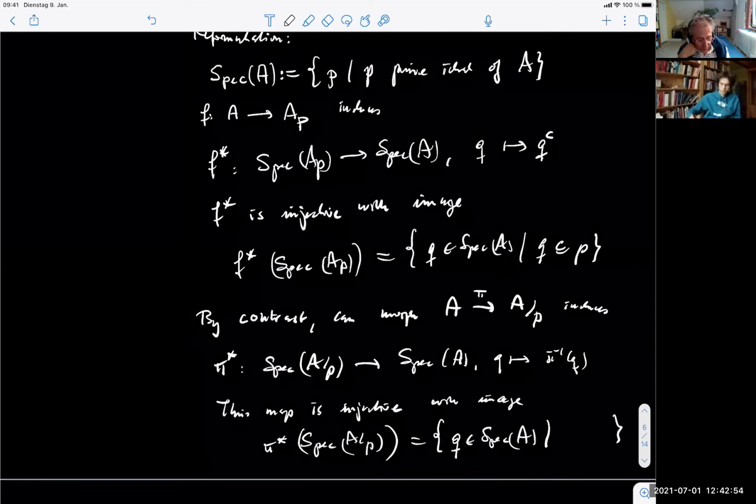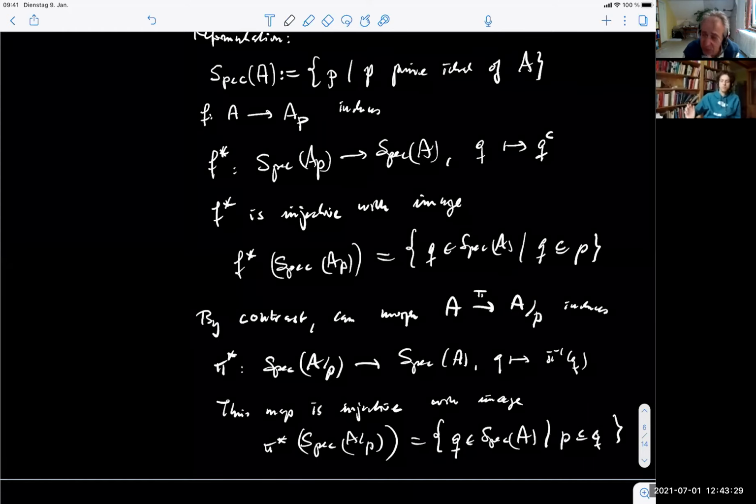Okay, so the question is which prime ideals here can I get? So which prime ideals in A arise as inverse image of a prime ideal here? That contain the ideal. Sorry, can you say again? I didn't hear. That contain the ideal. Right. So P has to be, that's right, that's all.